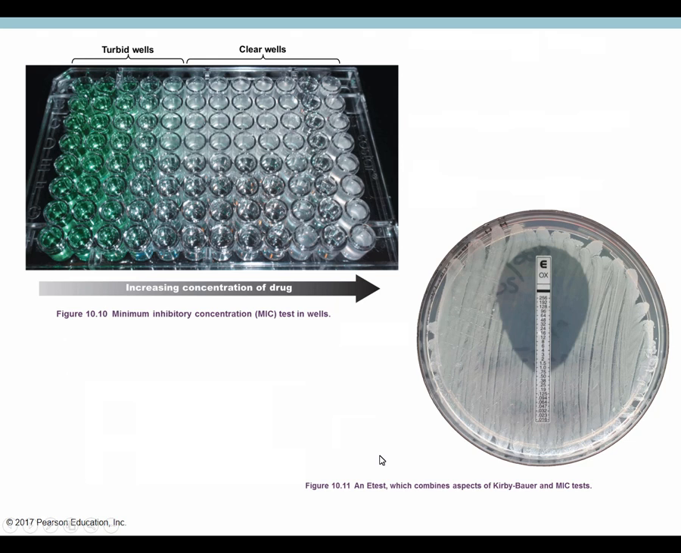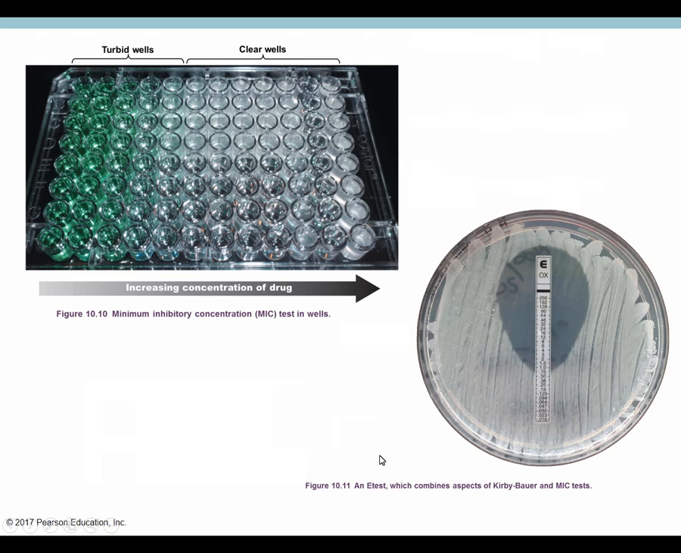And so let's say on the top row, you have penicillin, and on the far left you have a very low concentration of penicillin, and on the far right you have a very high concentration of penicillin in the tube. So as you move from right to left, the concentration becomes more and more diluted. Or another way to say it is, as you move from left to right, the concentration of penicillin is increasing.